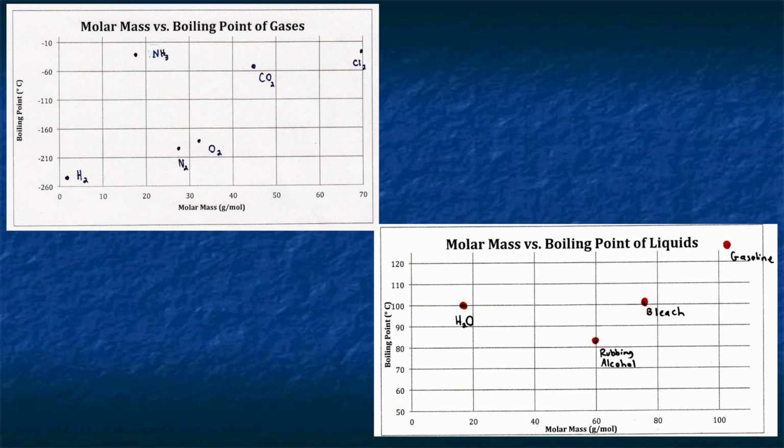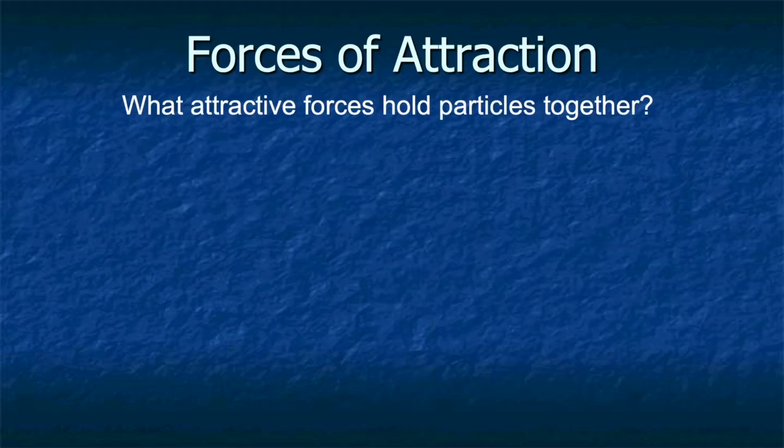We see something similar in the second graph, which is also boiling point versus molar mass. There's a very nice linear progression of rubbing alcohol to bleach to gasoline, where the higher the molar mass, the higher the boiling point of the liquid is, again, with an exception of water being an outlier that doesn't fit the trend. So why do these couple of compounds not fit the trend? Well, that has to do with their intermolecular forces.